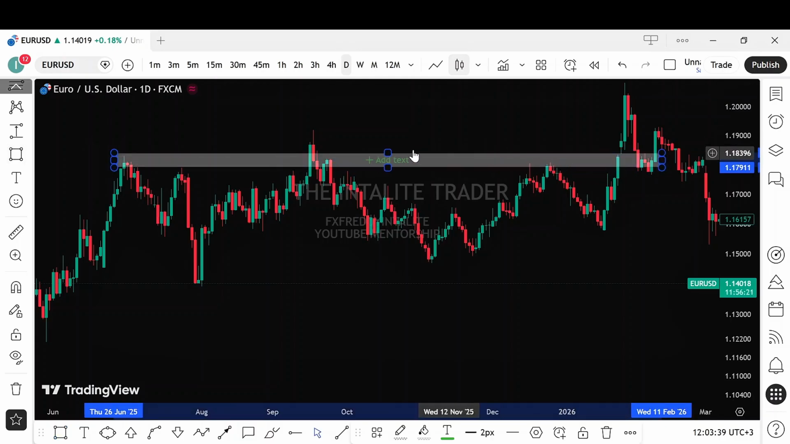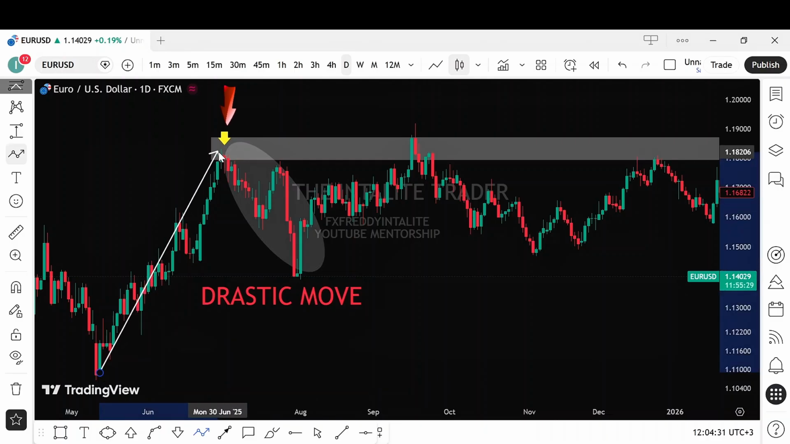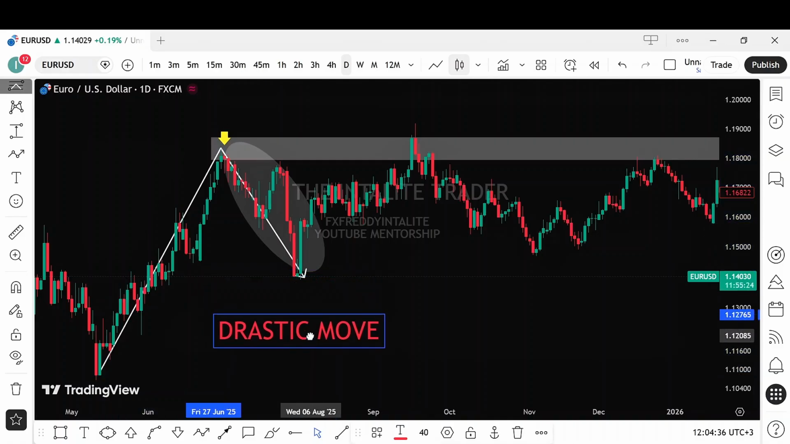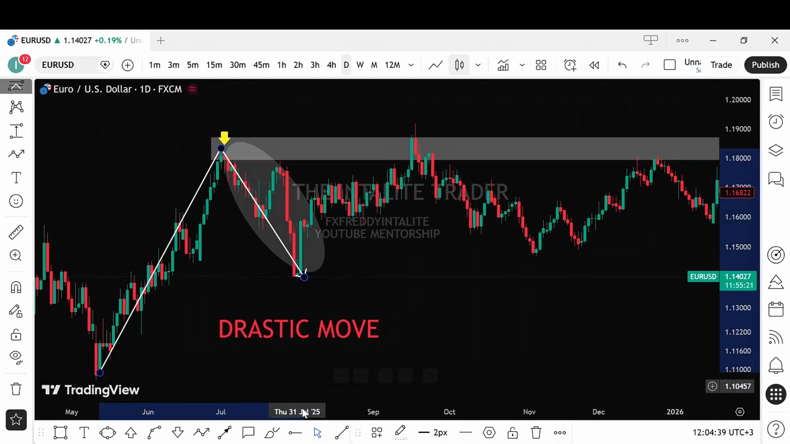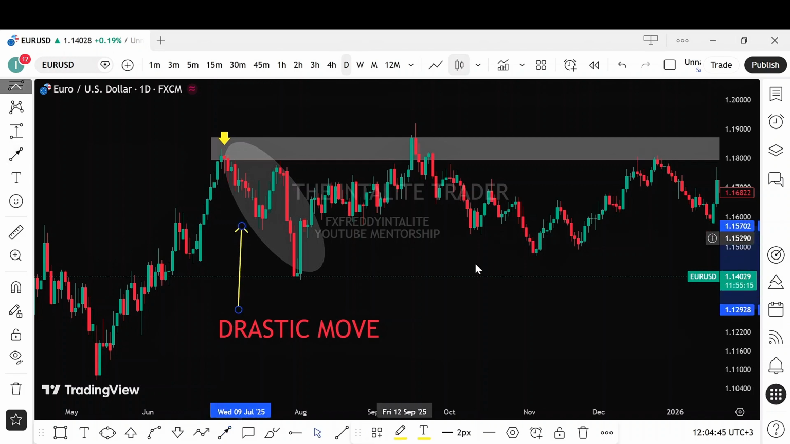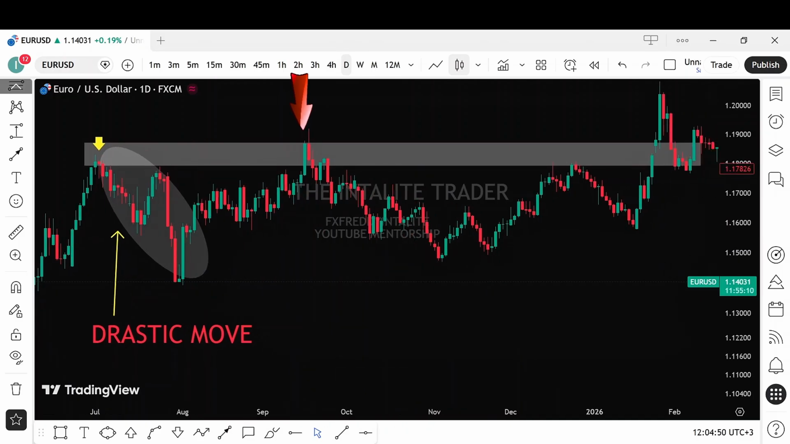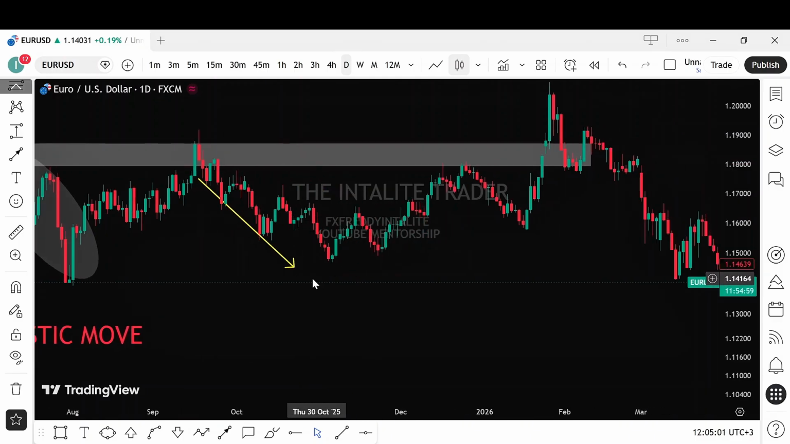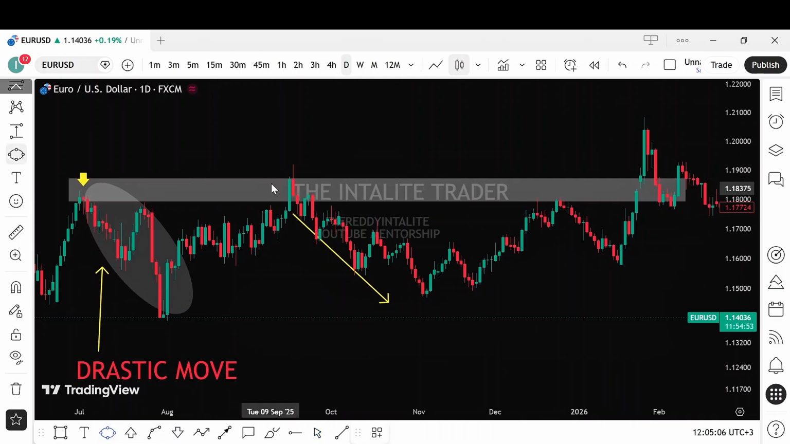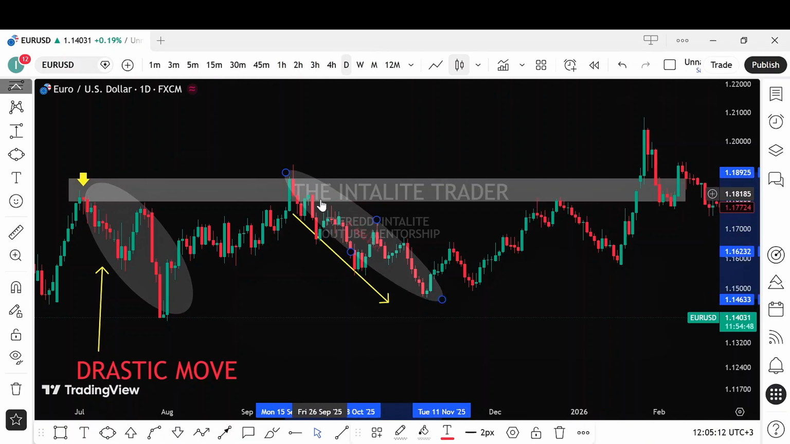So here we have the same thing. After price came into this level, it gave us a drastic move here, this one. The next time price came into this same level, we had a strong sell from the same level. We sold here. The same thing happened. This became our drastic move away of price. So this is our drastic move. Price came into this area and traded.